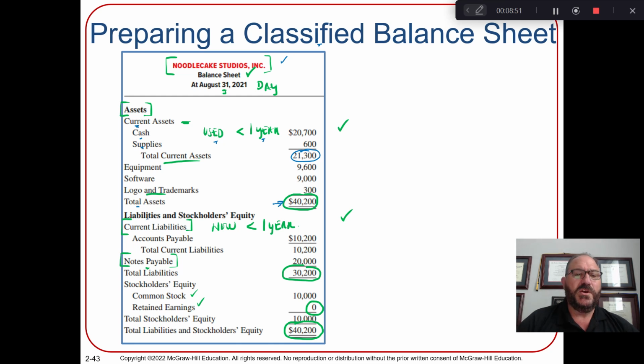40,200. Then notice in their liabilities, they give you current liabilities. And then normally they would give you long-term, but they don't say long-term here. But notice total current liabilities. So all they're doing now is putting a little more definition in here. A little more definition. Okay. Notice we don't have any retained earnings yet. Okay. Because we haven't made any money yet. We're just starting. Okay.